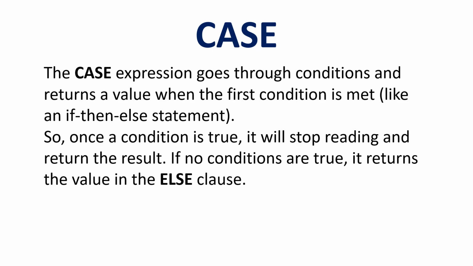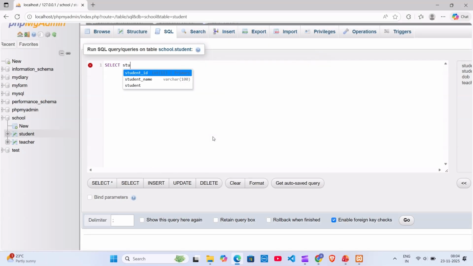Moving on to case statement. The case expression goes through conditions and returns a value when the first condition is met, like an if-then-else statement. So, once a condition is true, it will stop reading and return the result. If no conditions are true, it returns the value in the else clause. Let's see how is the syntax of case statement.